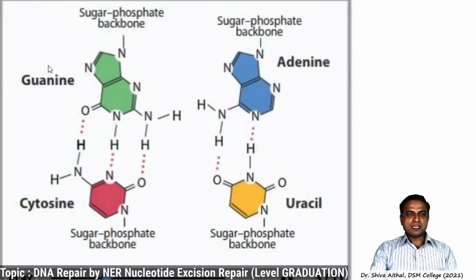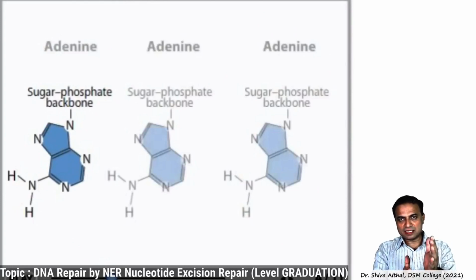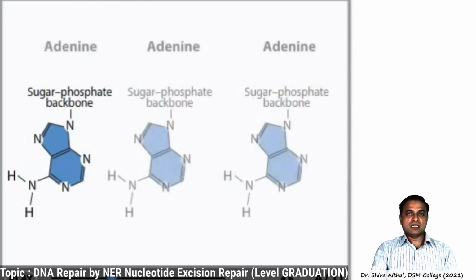How? Normally guanine pairs with cytosine and adenine pairs with uracil. During DNA synthesis, DNA polymerase would incorporate these two bases in the growing strand, meaning adenine and uracil, an incorrect pairing which will be incorporated. So this abnormal base pairing of adenine and uracil gets incorporated into the new strand during replication.